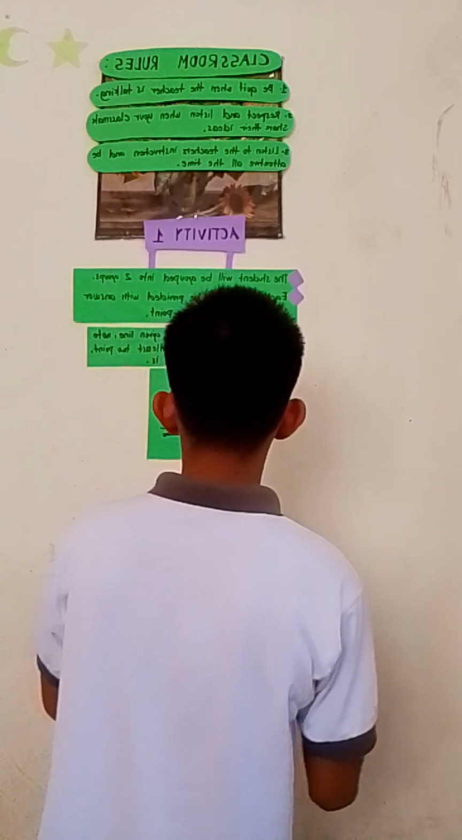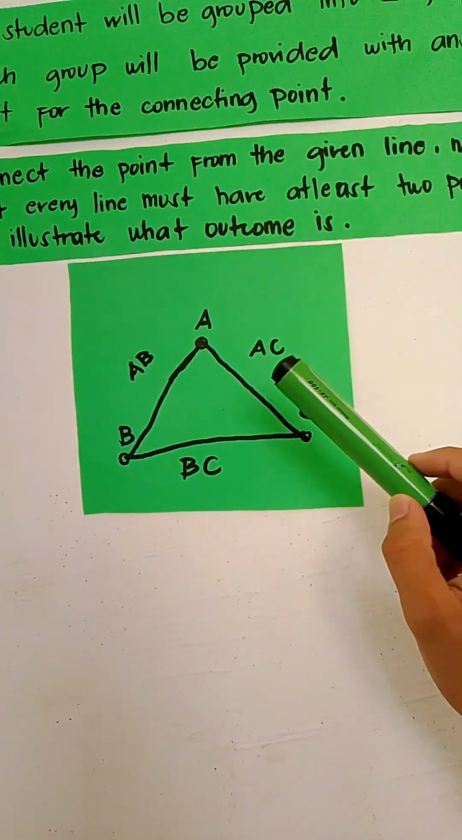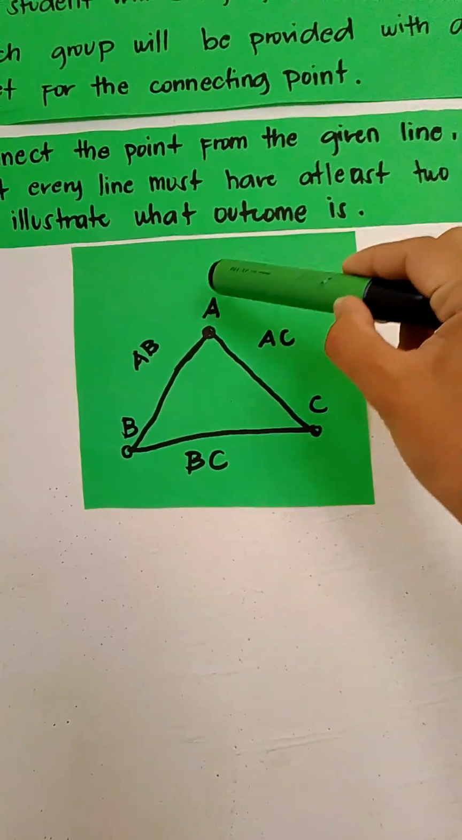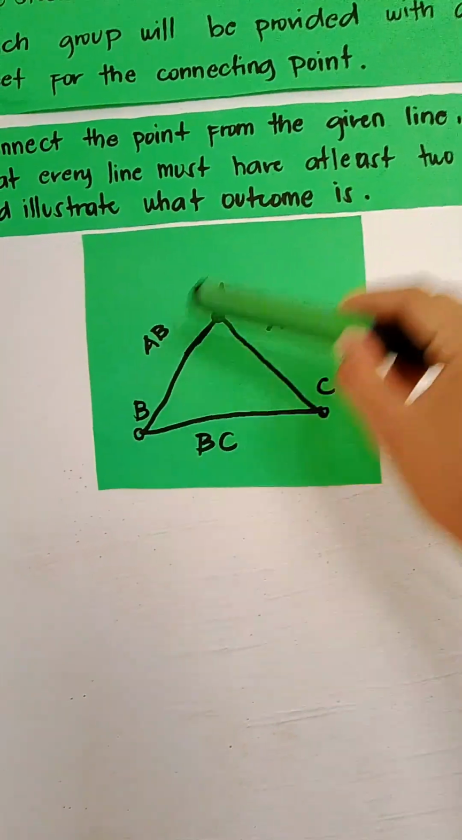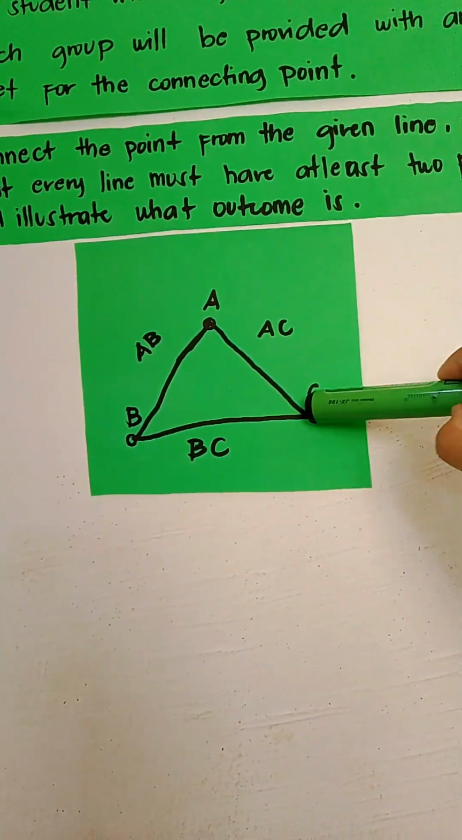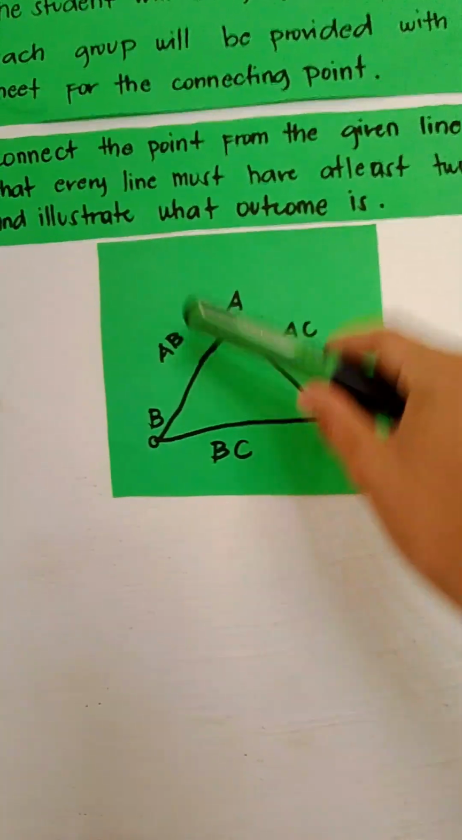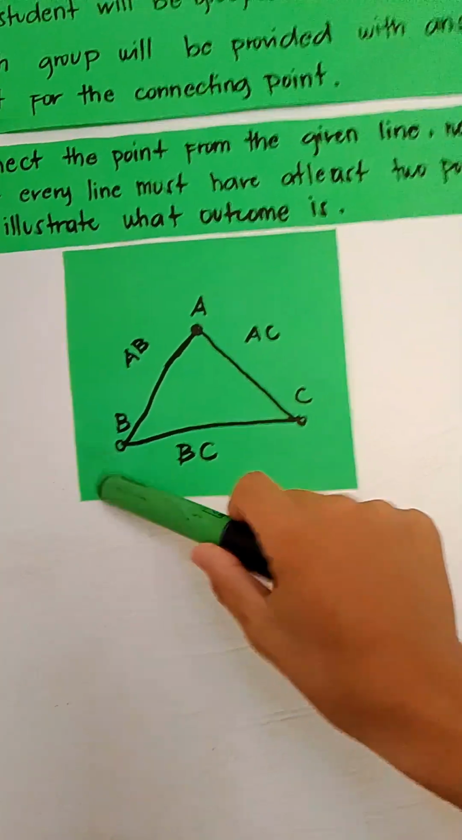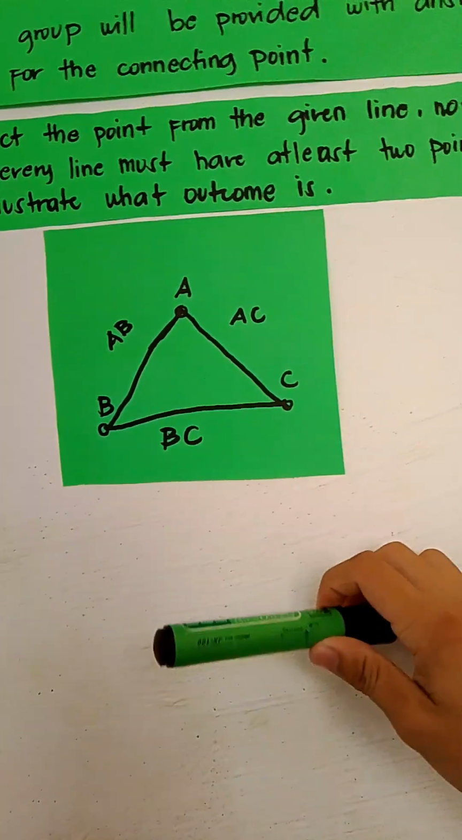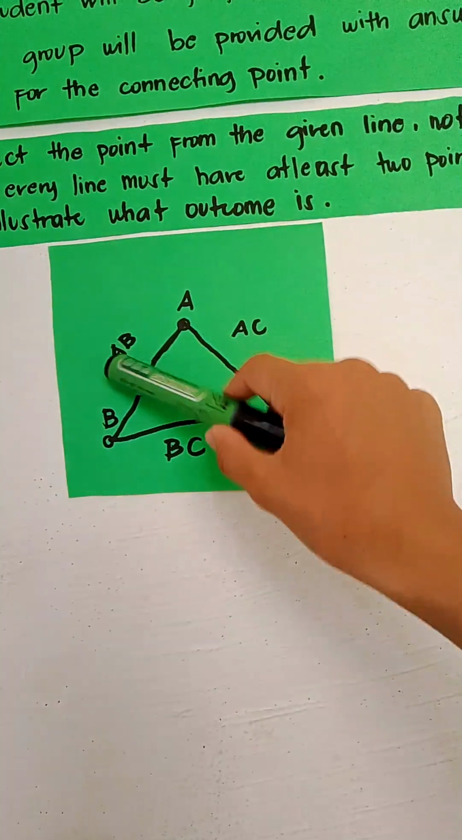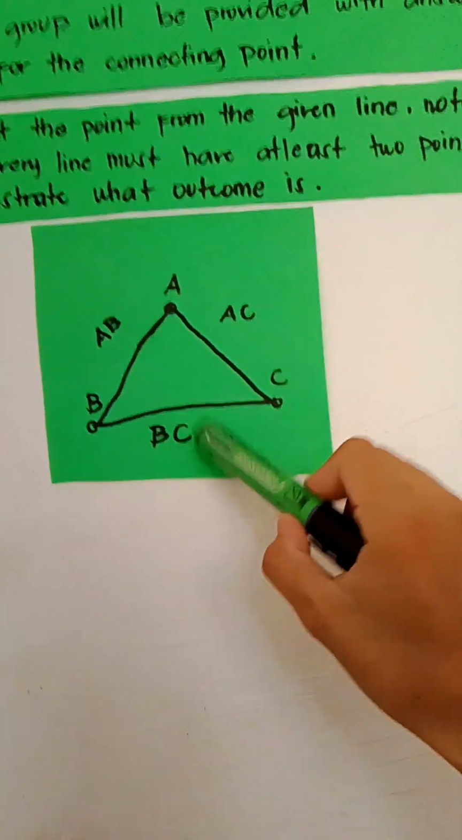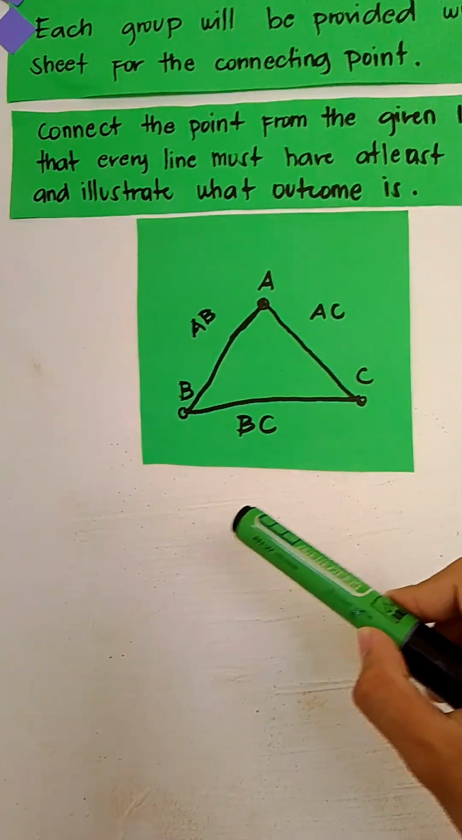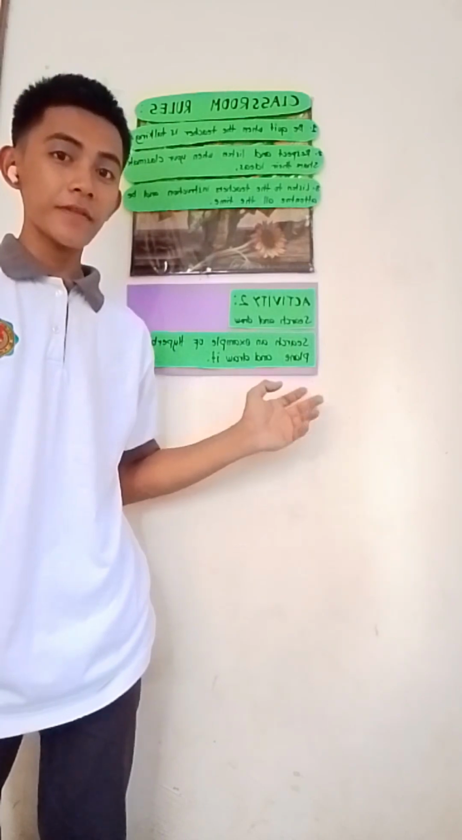So the outcome is a triangle. So A to B, A to C, and B to C. A is a point, B is a point, and C is a point. So A to B, A to C, B to C. Okay, all done in activity 1.